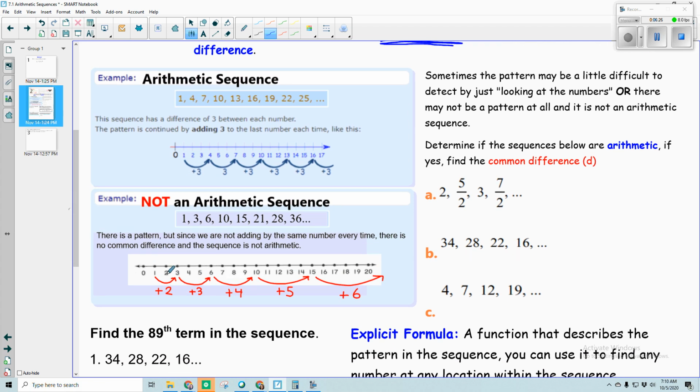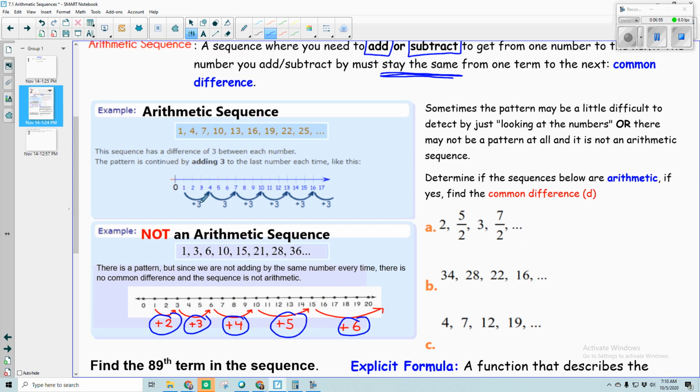Where this list is not an arithmetic sequence, because we added 2 to get from 1 to 3, then we added 3, and then we added 4, and then we added 5. So there's definitely some kind of pattern here, but it's not an arithmetic pattern, okay? Because this number that you're adding by should be staying the same, okay? And since this is increasing, it's not going to be arithmetic, okay? We just want this number, meaning our D, to stay the same. We want D to stay the same.